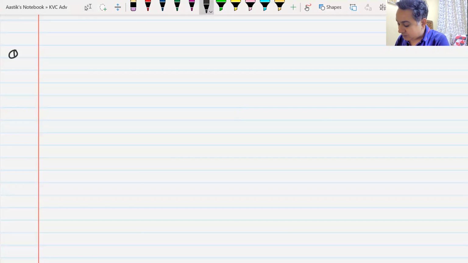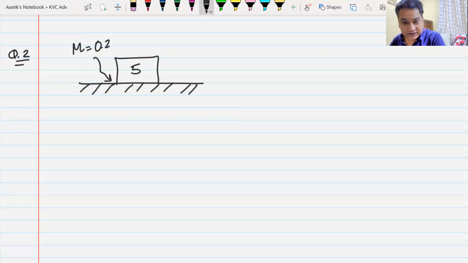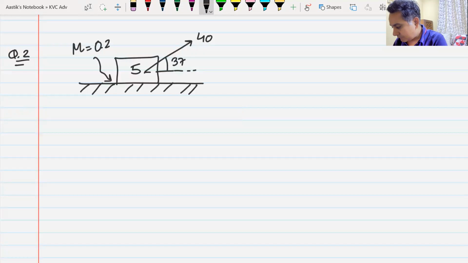Okay, now let me do something just for you to understand that things can be different. I put the same question, but I just changed something. The value of mu is still 0.2. The force is still 40 newtons. But I now apply it at an angle, let us say 37 degrees. Now you answer everything: frictional force, normal reaction, reaction force, theta, and the acceleration of the block. I'll give you 2 minutes to do it.